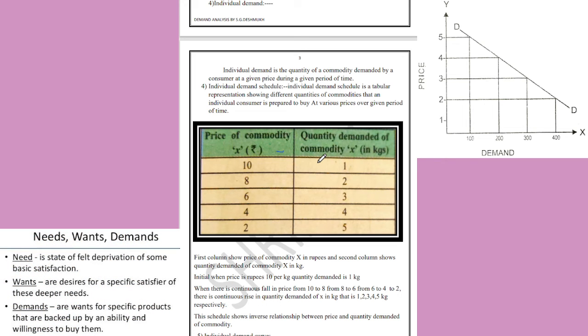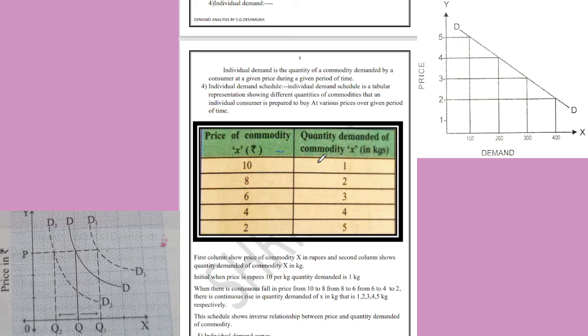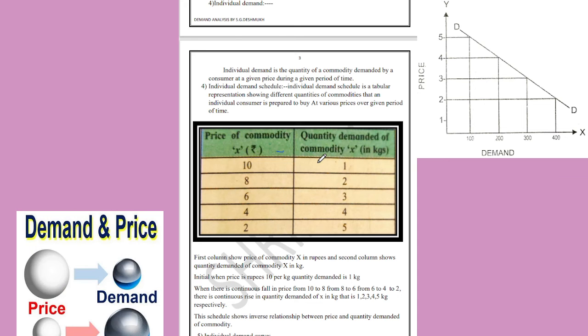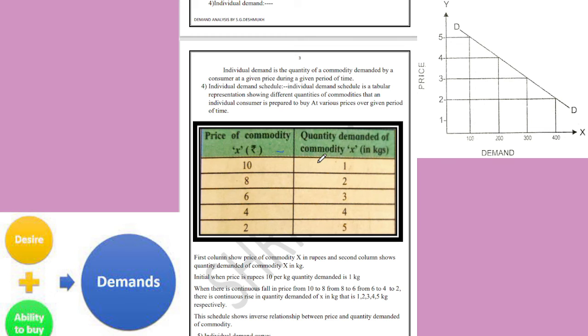When we look at the price column, we make one analysis: there is a continuous fall in the prices from 10 to 8, 8 to 6, 6 to 4, and 4 to 2, and correspondingly, when there is a fall in price, there is a rise in quantity demanded also. Initially, when price is maximum, that is rupees 10, the quantity demanded is very less, only 1 kg.